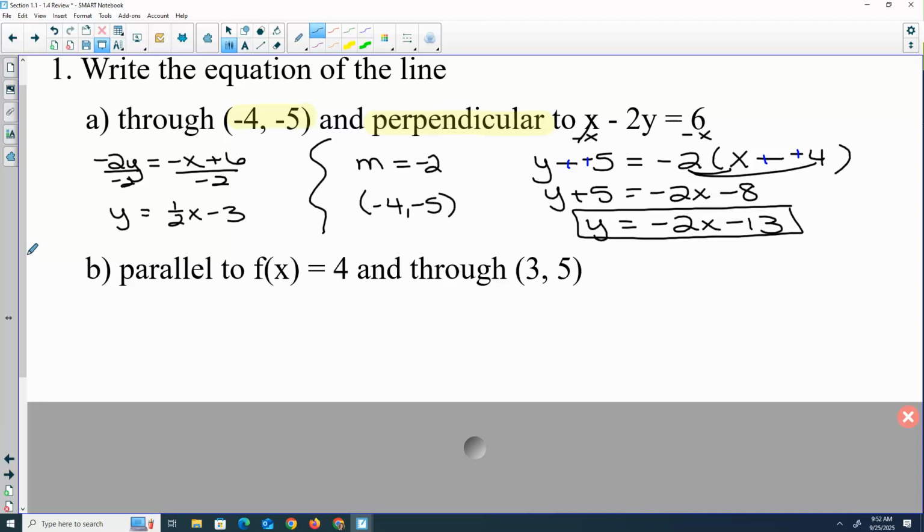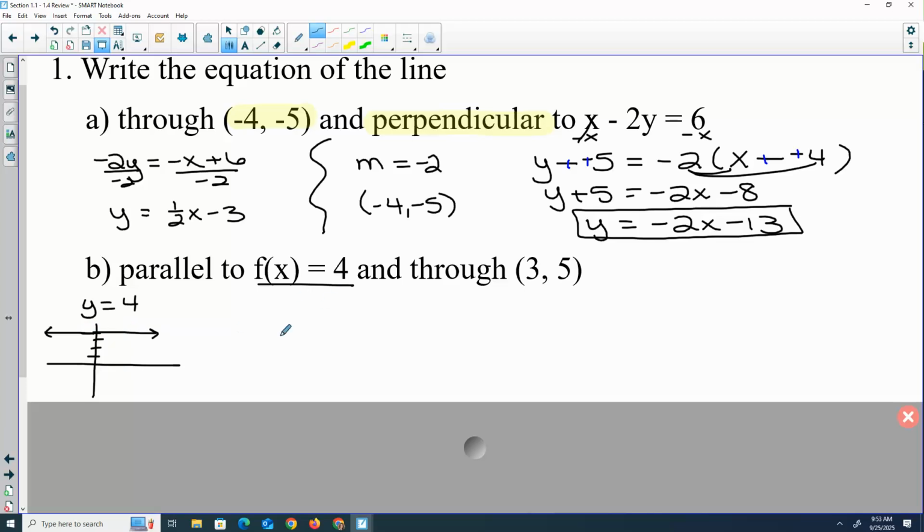That's a little bit different. What does parallel tell me? Same slope, right? But this isn't written in y equals mx plus b. f of x is the same thing as y. This is just y equals 4. What does y equals 4 look like? It's a horizontal line at 4. So remember, f of x is the same thing as y. If it's just y equals a number, you have a horizontal line.